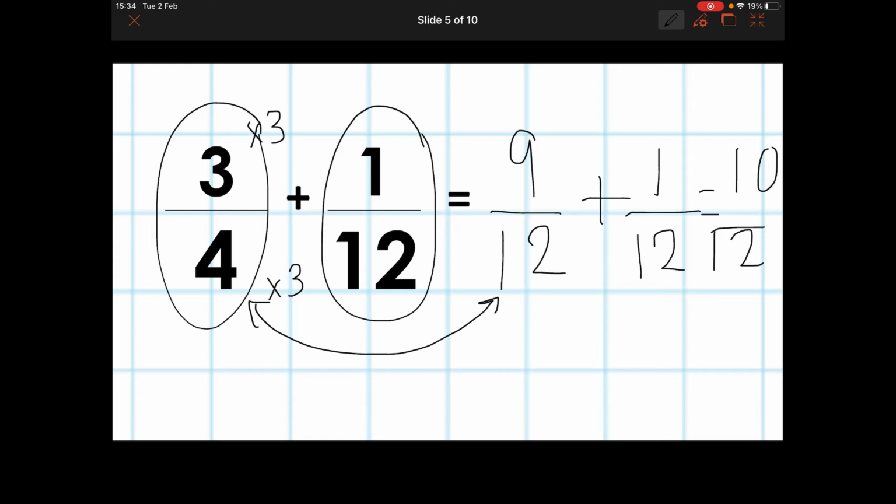Now again, I haven't left myself much room, so I'm going to rewrite the fraction down here at the bottom. 10/12. I know that the number I'm going to divide by is 2. 10 divided by 2, well that's 5, and 12 divided by 2 is 6. 5/6, and we know we're done there because 5 is an odd number.